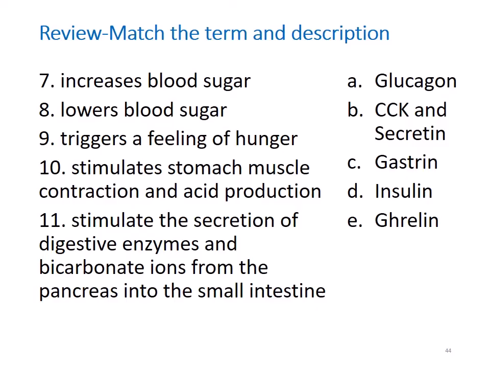And then who triggers the feeling of hunger? That should be ghrelin. This is silly, but I think like when your stomach ghrelin, right? I don't know. If that's a terrible memory trick, you find your own, right? Number 10 stimulates stomach muscle contraction and acid production. That one's going to be gastrin. So C is what 10 is. And then 11, stimulate the secretion of digestive enzymes and bicarbonate ion from the pancreas into the small intestine. That's going to be CCK and secretin.